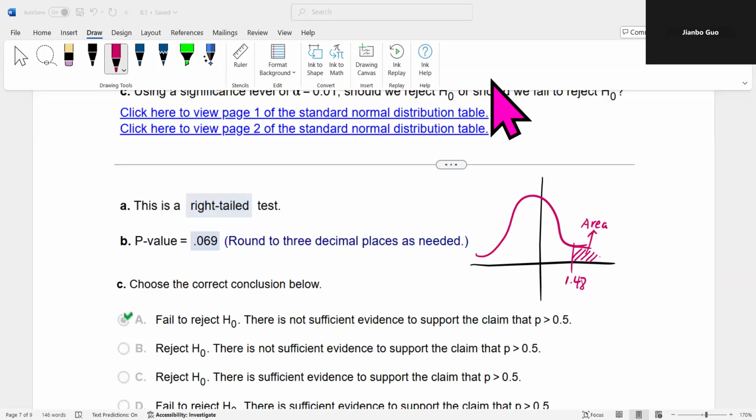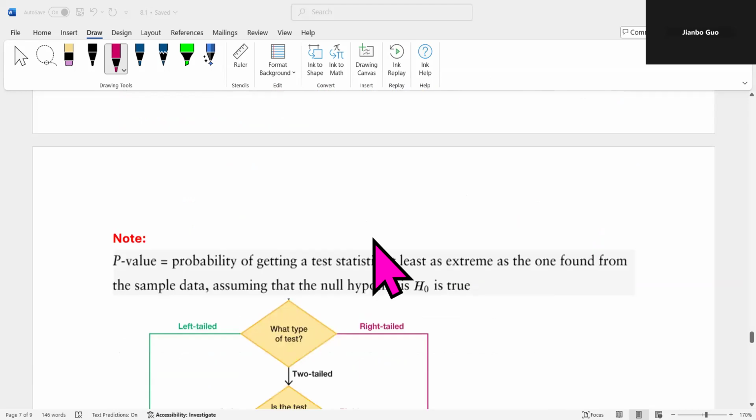Hello class, in this video I'm showing you how to find the p-values by using the definition. By the definition, p-value is the probability of getting a test statistic at least as extreme as the one found from the sample data, assuming the null hypothesis H0 is true.